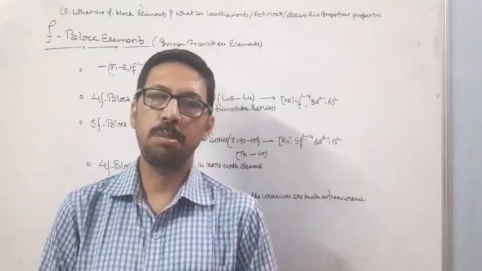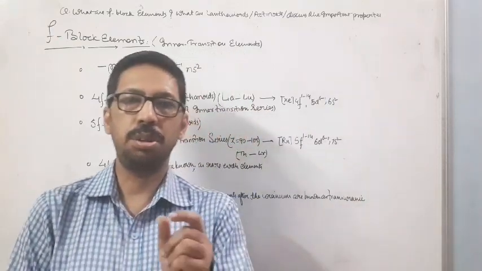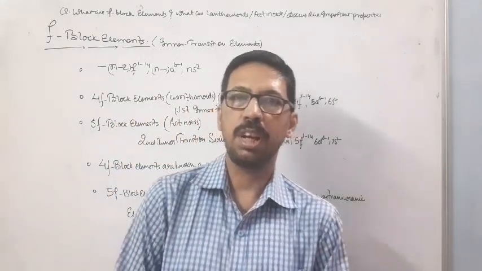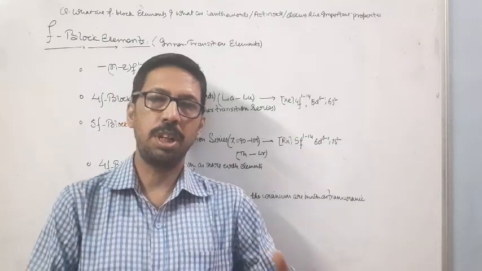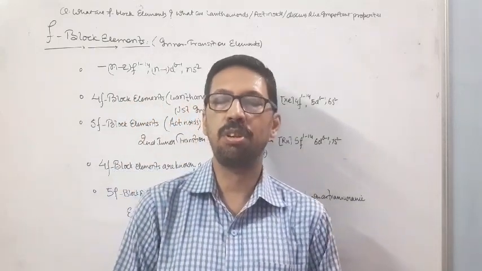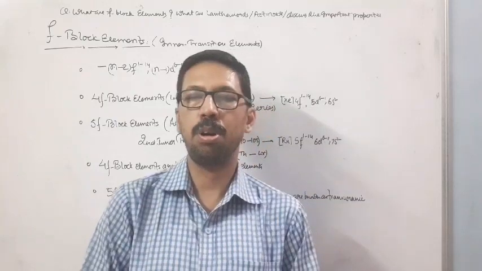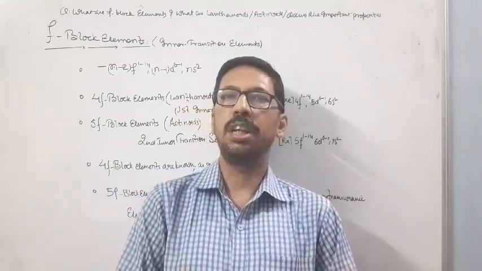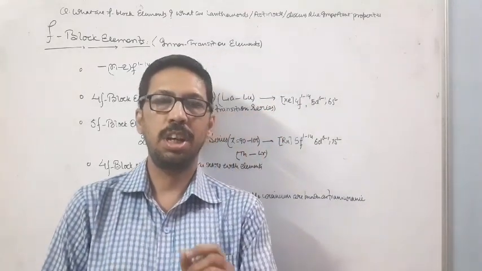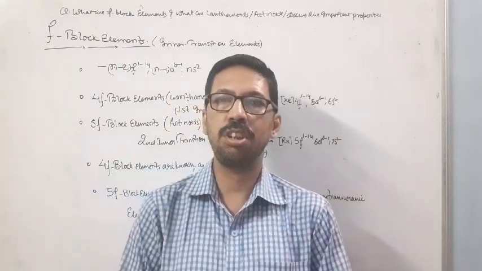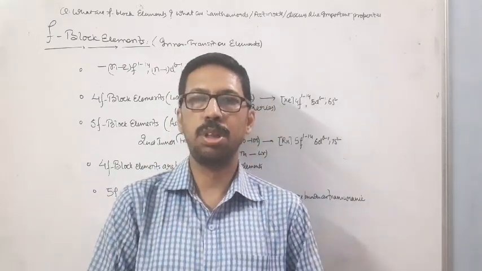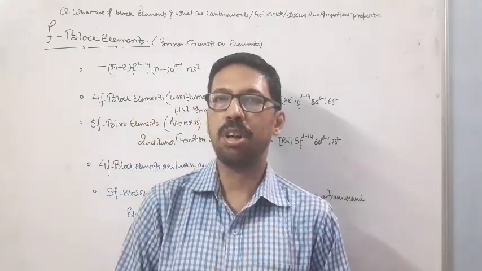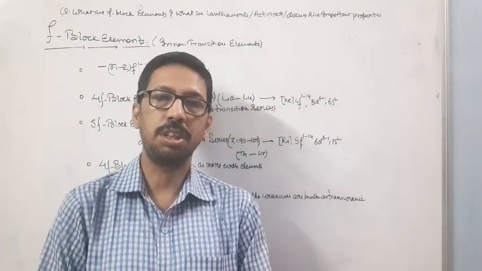Now, the f block elements are further classified into two parts: 4f block elements and 5f block elements. The elements for which the last electron enters into the 4f orbital are known as 4f block elements, and these are also known as elements of the first inner transition series, which consists of 14 elements. These are known as lanthanides because the starting element of this series is lanthanum.